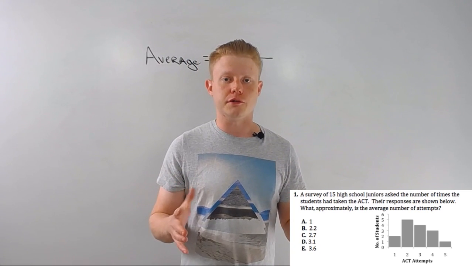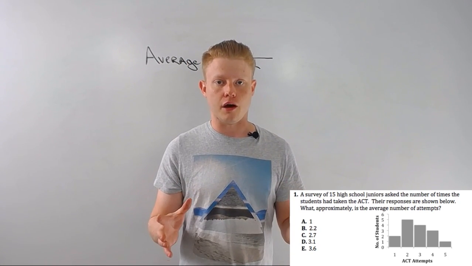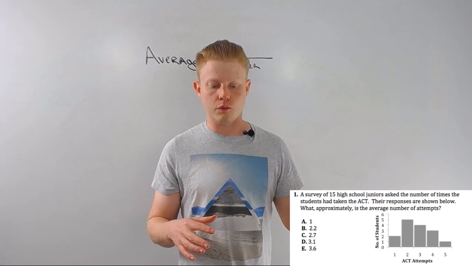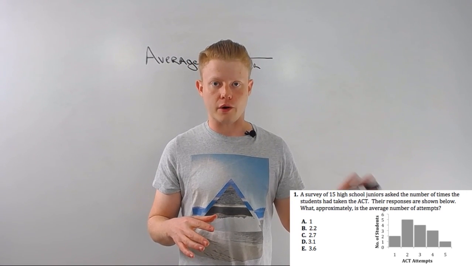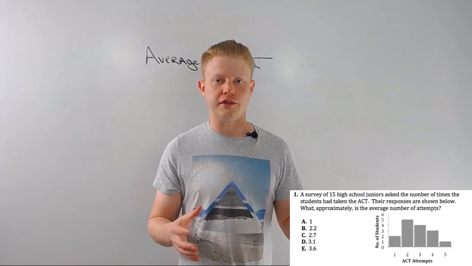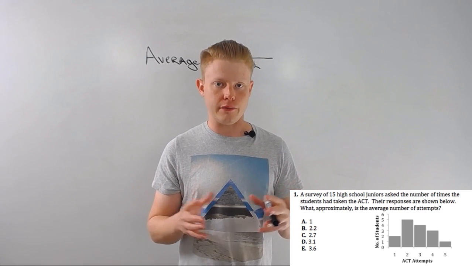These bar chart questions have been on the ACT for a long time, and they take a couple different forms. Now in this one, we're asked about weighted average. We're asked to find the weighted average of the number of ACT attempts. It could just as well be a median.